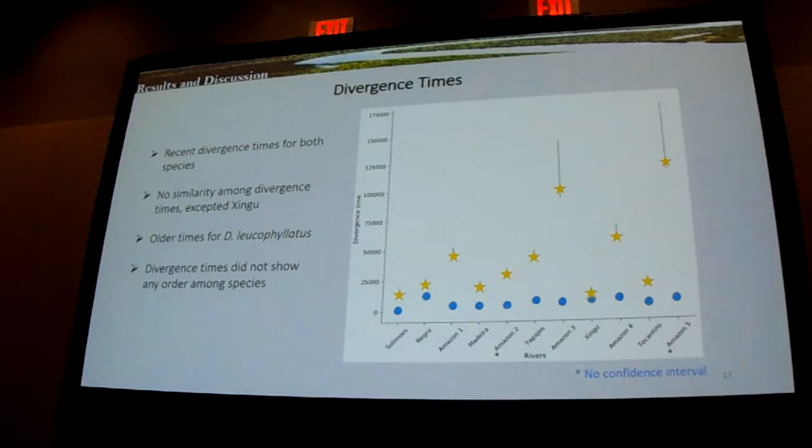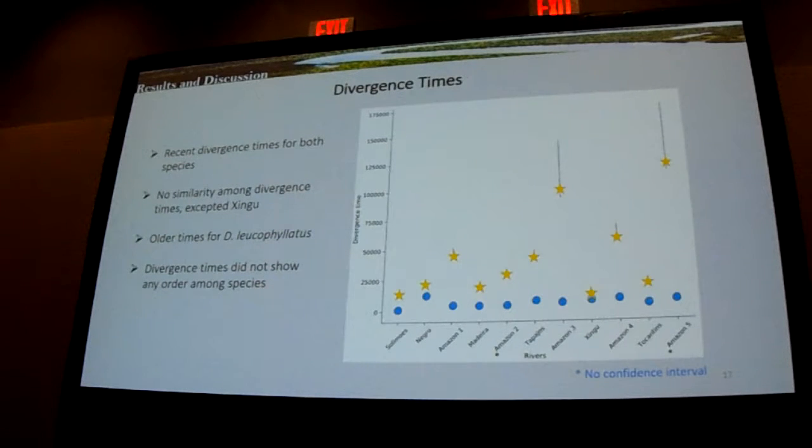So here we have the divergence time. On the x-axis we have these parts of the rivers, and on the y-axis we have the time. As you can see, the oldest time, for example here, is around 120,000 years. So in terms of the history of the Amazon, it's very recent. We have very recent times for both species.